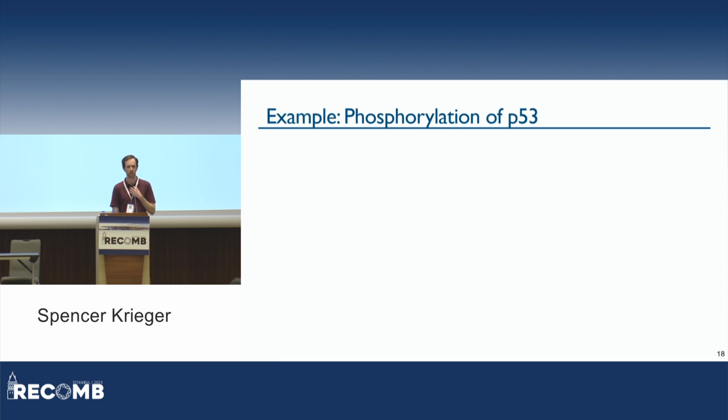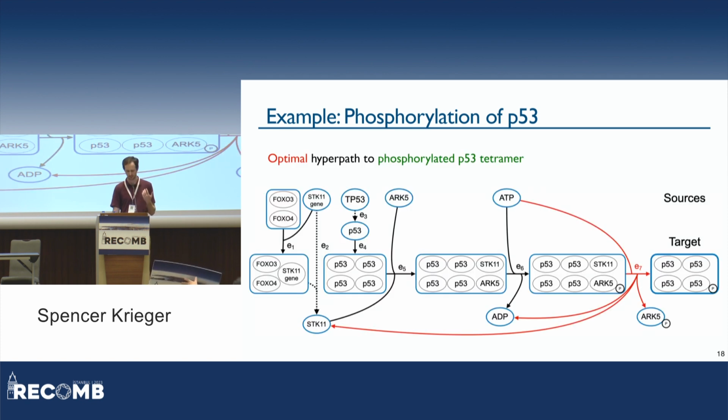So now I just want to show one example of one of these hyperpaths that we find. Here it is. I show the sources that we actually use on the top. And then it's this hyperpath to this phosphorylated p53 tetramer, which is down here on the bottom right. And I've highlighted the hyperedge in red, E7, since it creates a cycle. So this is actually a cyclic hyperpath that is shortest. And so this is an example that the previous state-of-the-art would not be able to find.